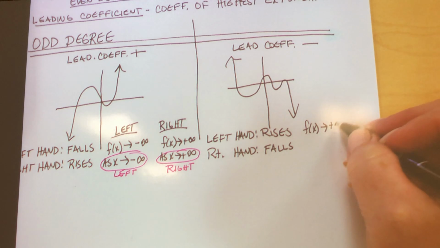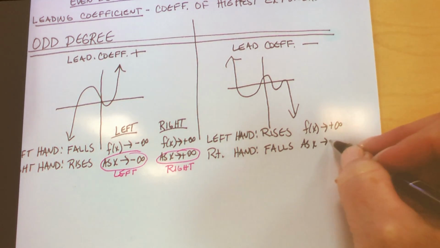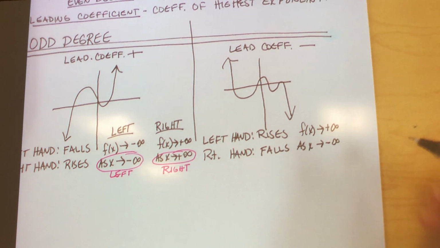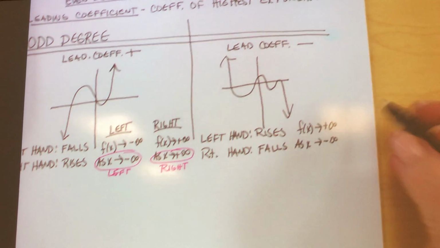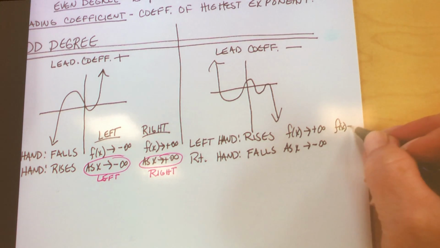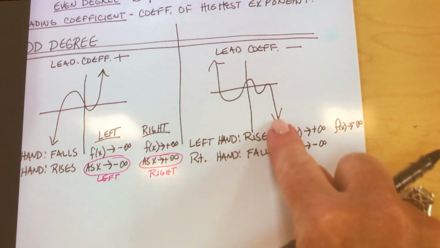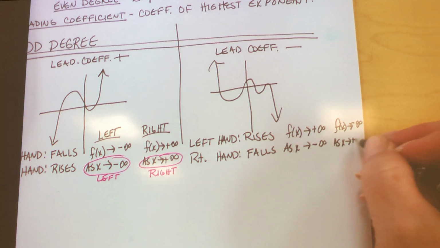Positive infinity. As x approaches what? Negative. Very good. Do y'all remember this from Algebra 2? Remember how hard it was? It's missed a lot on the test and worksheets because kids just don't get it. Let's do this side. F of x approaches what? Negative infinity. As x approaches positive infinity.